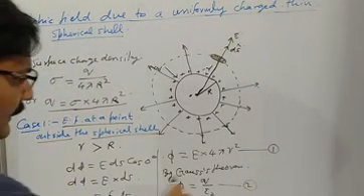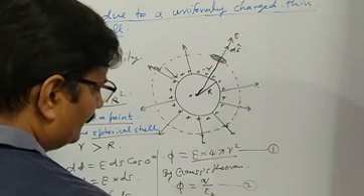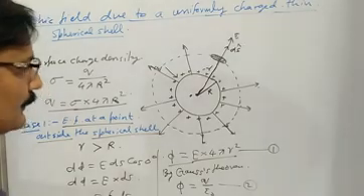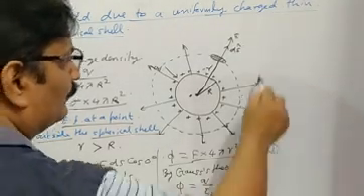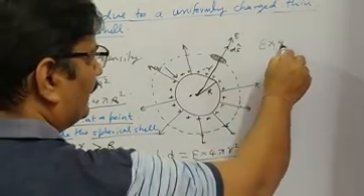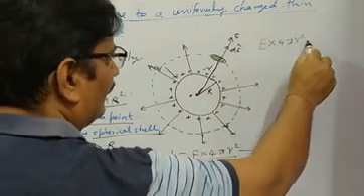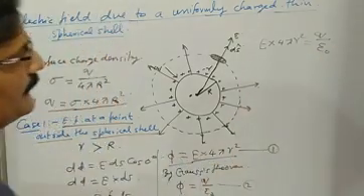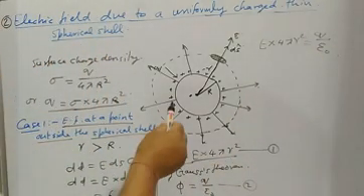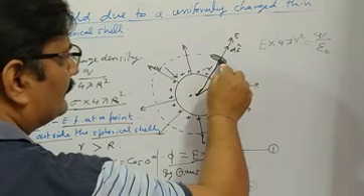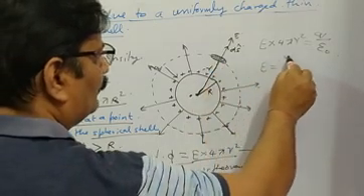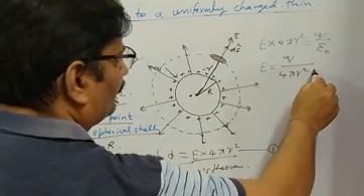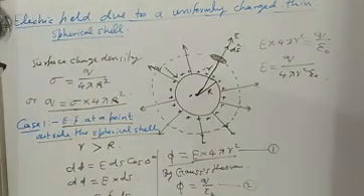So both the equations are providing the flux passing through the larger sphere. So we can equate equation 1 and 2 and we can get E multiplied by 4 pi r square is equal to Q divided by epsilon naught. So what can be the value of electric field at this position? E is equal to Q divided by 4 pi small r square multiplied by epsilon naught.